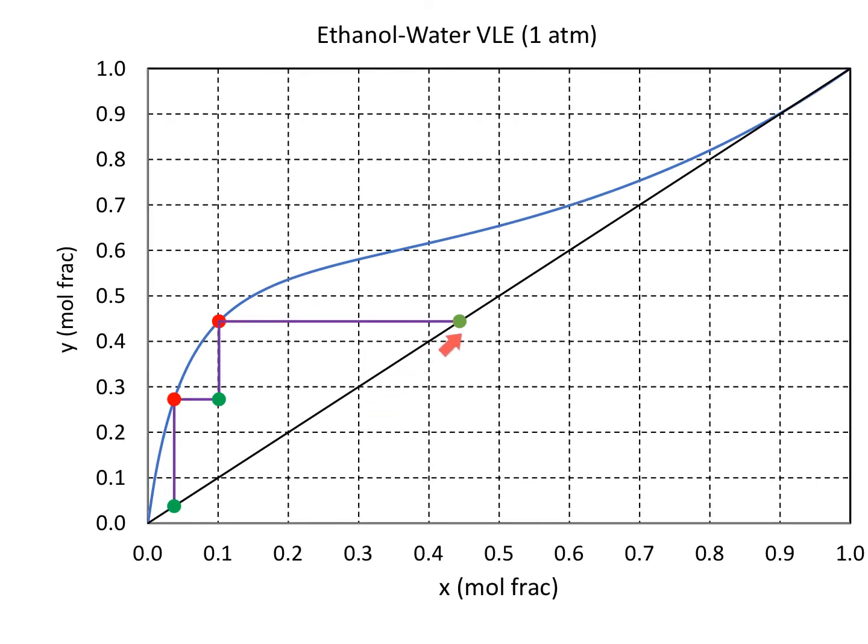Okay, so here I've connected that top stream to the stream compositions leaving that first stage, to the passing stream compositions, to the streams leaving stage 2, and then connecting that to the liquid stream leaving stage 2. And you can see the beginnings of a stair-step construction, which will be developed in later chapters into what's called the McCabe-Thiele method. But that's just kind of interesting at this point.